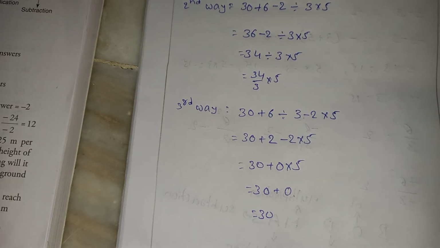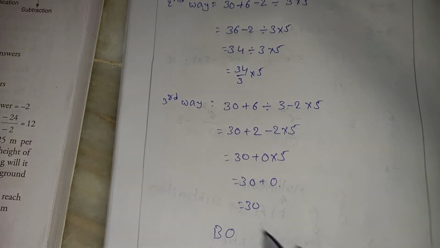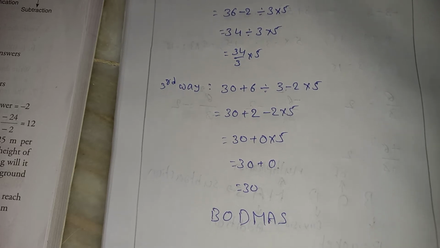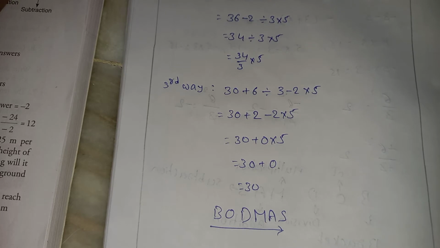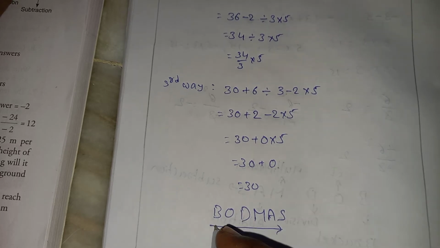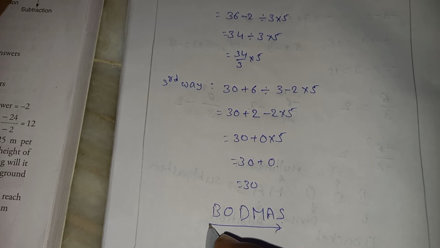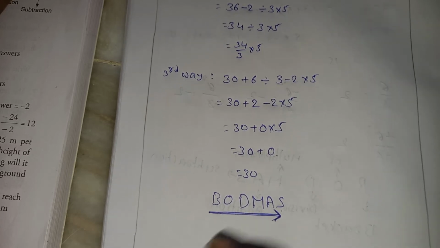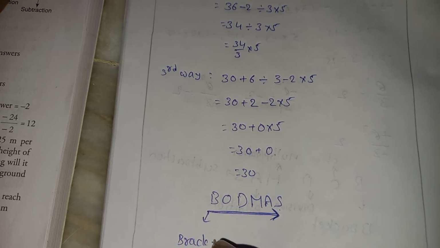To avoid these types of confusions, scientists came up with a concept called BODMAS. BODMAS tells us the priority. B has the most priority and S has the least priority. The priority comes from B to S. Okay. First, as I said, B for bracket.